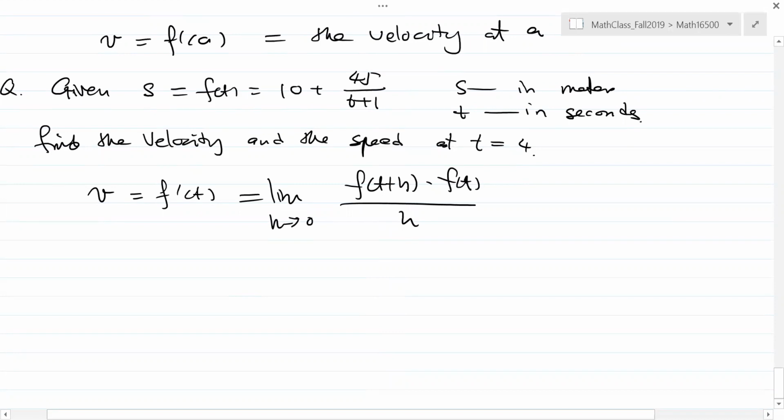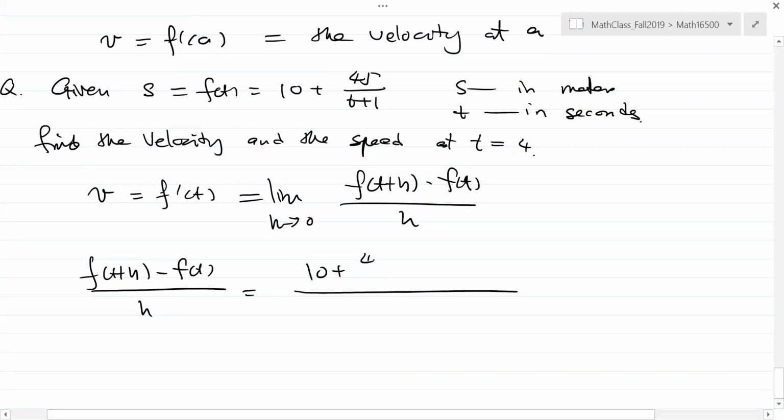So now you have to simplify the expression and find the limit. For simplicity, we don't want to keep writing the limit. So I'm going to put 10 plus 45, where t should be replaced by t plus h. Wow, that's a very complicated expression.